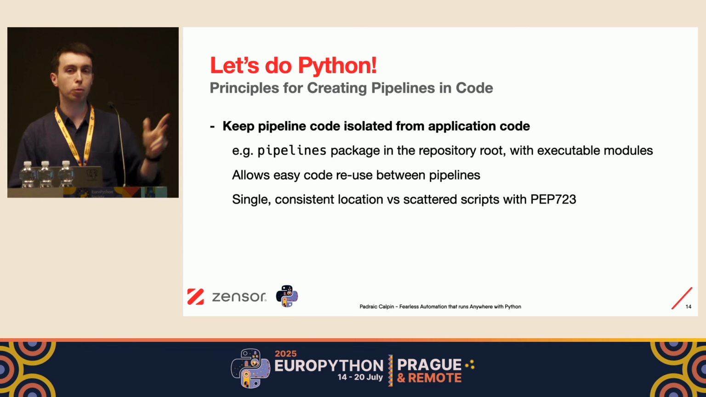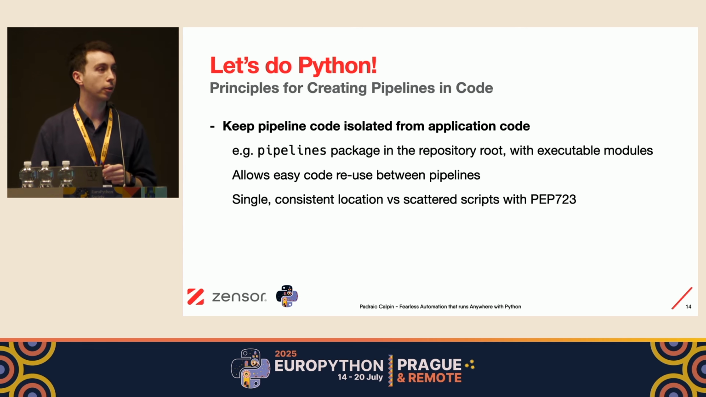So we have three rules of thumb that we developed at Zensor for creating pipelines in code. The first is that we try to keep our pipeline code completely isolated from the application. And we usually do that by just having an extra package in the repository root. We call it pipelines. You can call it what you want. And the actual pipelines themselves are then executed as modules inside that package.